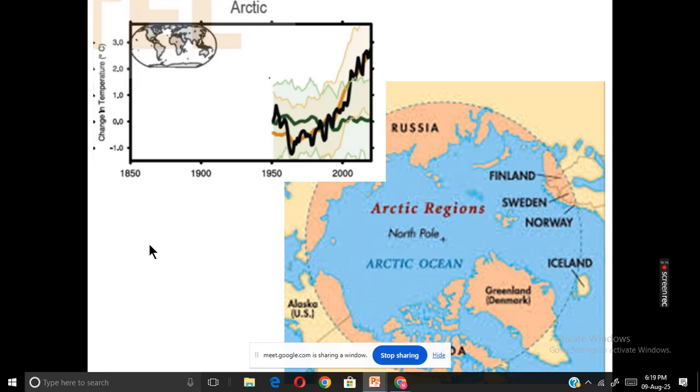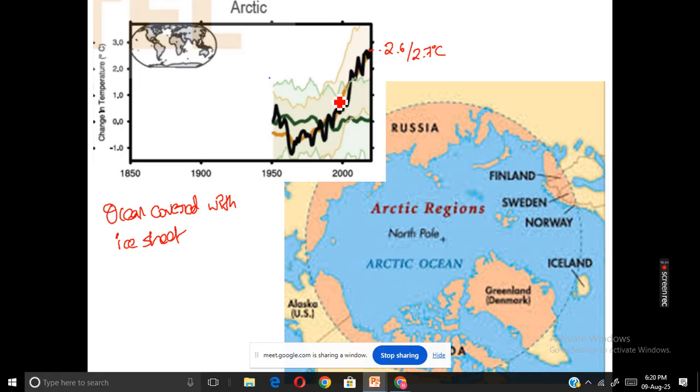And Arctic is actually ocean covered with ice sheet. So here the value is almost more than or almost close to 3. So this value will be around greater than 2.5. It will be like 2.6 or 2.7 degrees Celsius. So this is almost double the global warming that we are actually experiencing.